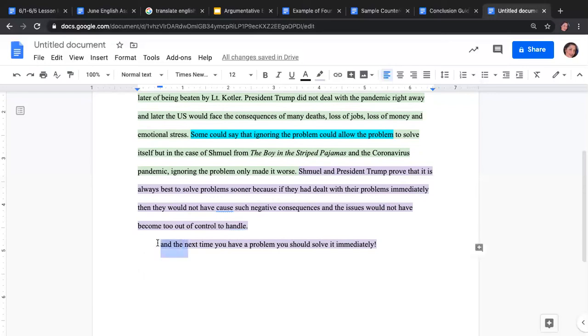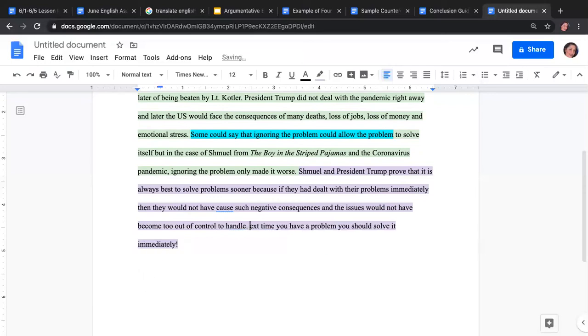And then my advice to the reader. The next time you have a problem, you should solve it immediately. I almost want to give them like a warning so that you do not suffer the same fate as Schmoll and the US during the coronavirus pandemic.